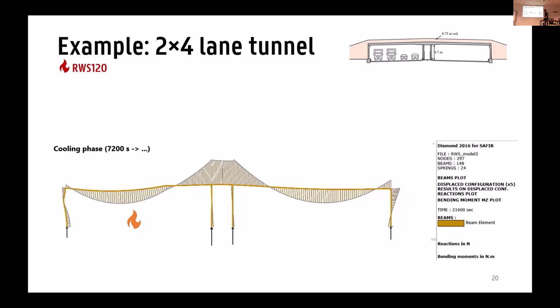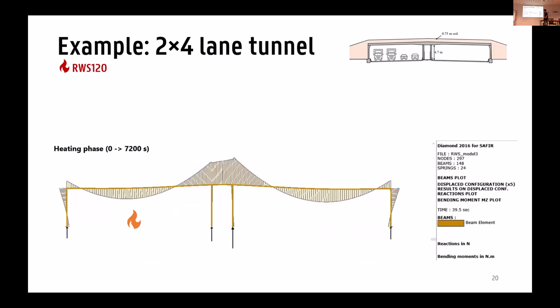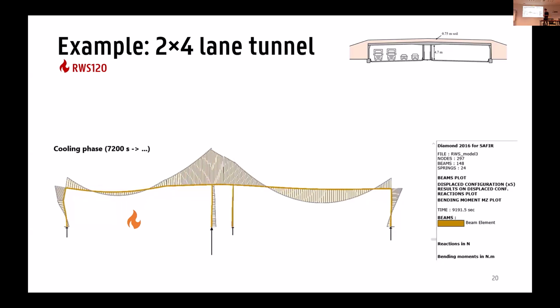I'll play the video again, and I'll draw your attention to the black arrows at the bottom. Those are basically the reaction forces, and you also see that those change throughout the fire as well. So during the heating phase, we get a very large increase in the inner wall, which is directly next to the fire, and then during the cooling phase, this force goes down again.